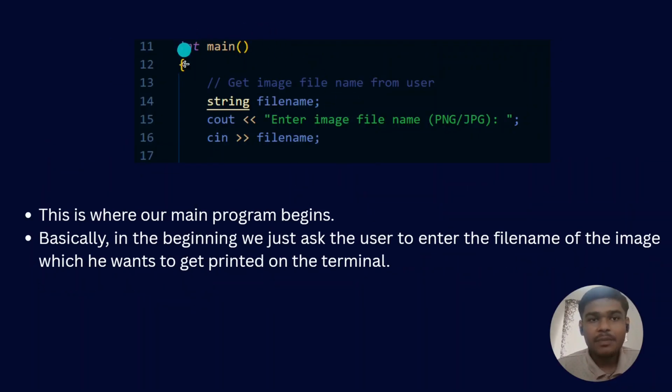Now here our main function begins, from the int main. So what we basically do in the beginning is ask the user to enter the file name of the image which they want printed on the terminal. See, here is the string fileName. We have cout: please enter the file name. It should be in PNG or JPG format. Like these are the common formats, so we are supporting those. And then we take the file name as input.